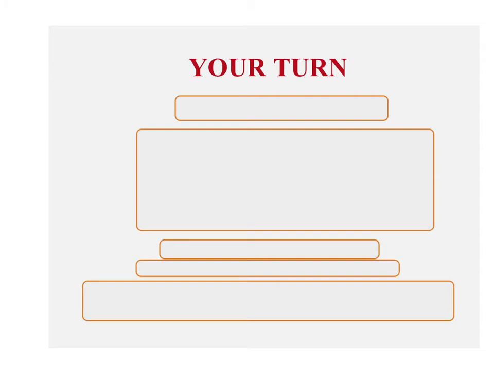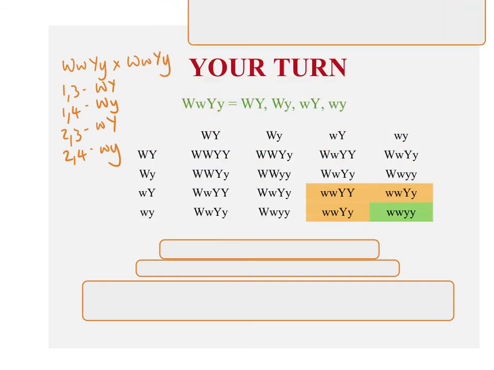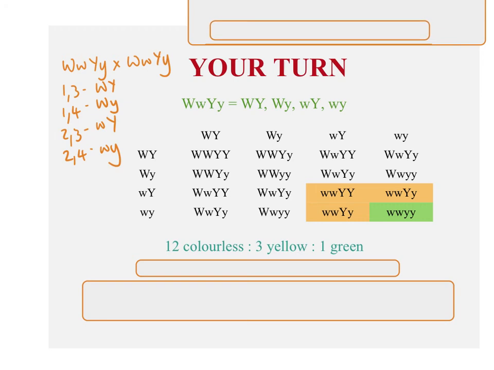So again, we've got a nice example, same as we did last time, where we've got two heterozygous parents, and we're using our 1, 3, 1, 4, 2, 3, 2, 4 rule. So our parent gametes are big W big Y, big W little y, little w big Y, little w little y. Both of the parents are that, so we end up with the following cross. And you should have recognised that we have got 12 colourless, 3 yellow and 1 green.